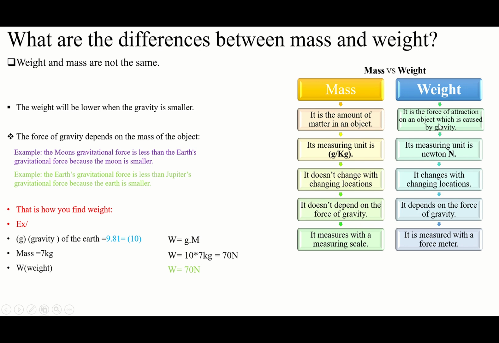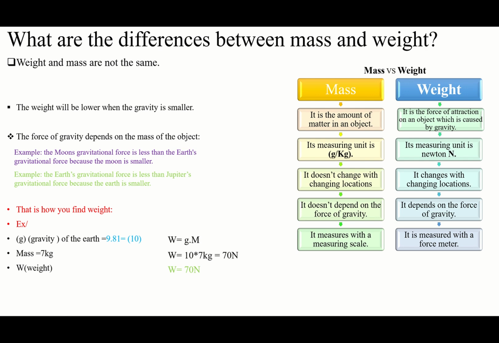But weight depends on the force of gravity. So be careful. It means by changing force of gravity, your weight will change. But by changing the force of gravity, your mass will not change. That's why we said by changing location, your mass will not change, because changing location, gravity will change, but still your mass is the same. But weight depends on gravity. That's why your weight will change.